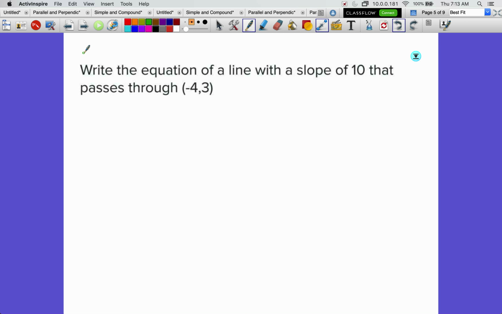All right, so let's put this to the test. Can we write the equation of a line with a slope of 10 that passes through negative 4 comma 3? So that 10 must be our m value. The negative 4 comma 3 is going to be our x1, y1. All right, let me write down my formula again. y minus y1 equals m times x minus x1. And now I'm just going to substitute all three numbers in.